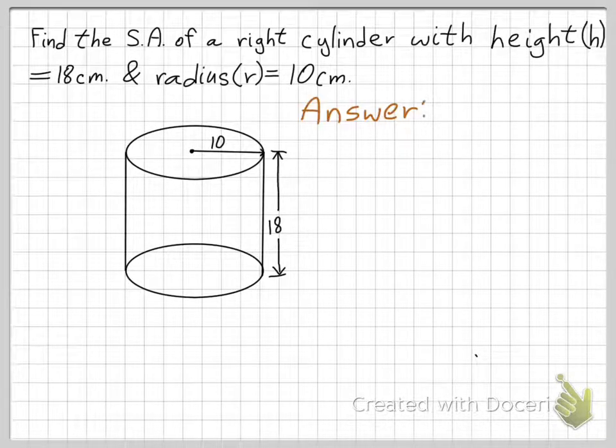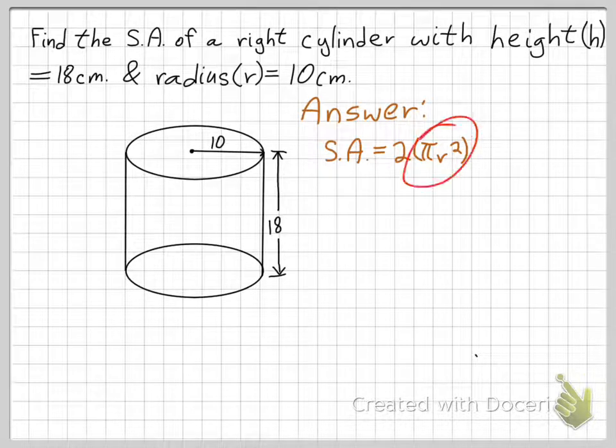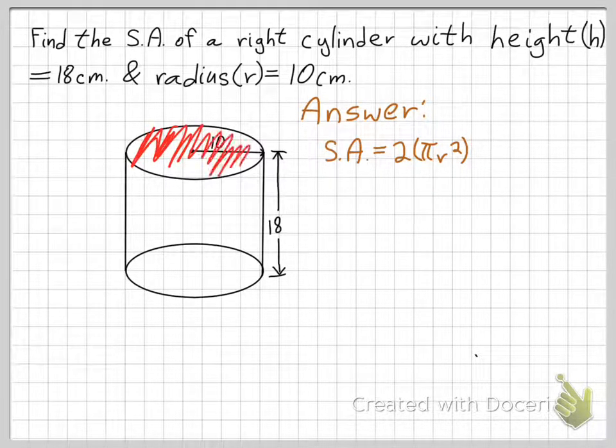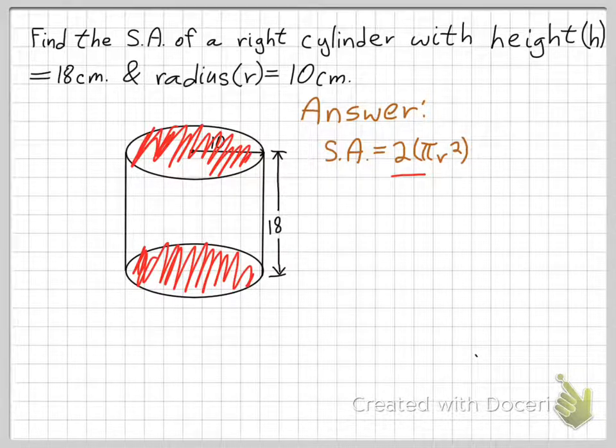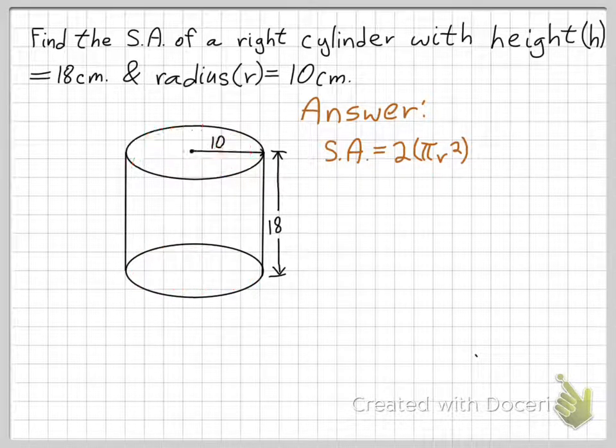So the answer is that the surface area is partially comprised of pi r squared, right? So pi r squared, that should be ringing a bell, right? It's the formula for the area of a circle. So we have this, and here's my circle, correct? There's a circle on the top. And the 2 is because there are 2 circles, the top and bottom. Okay? So that's where you get the 2 pi r squared from. And then we have plus 2 pi r h.